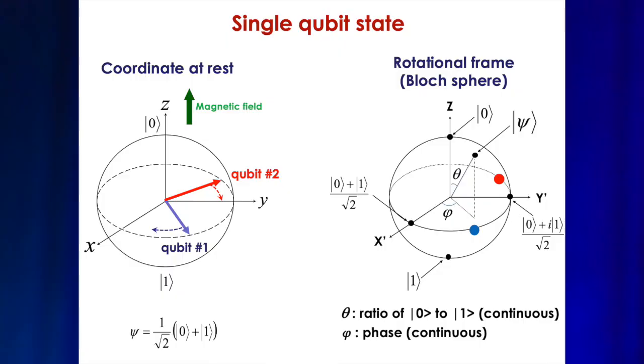This is called the Bloch sphere, and any point on the sphere is the so-called pure quantum state, a quantum information point. So basically what I'm trying to say here is that quantum information takes continuous values between 0 and 1, and continuous values of phase from 0 to 360 degrees. It's all continuous. It's not digital here.